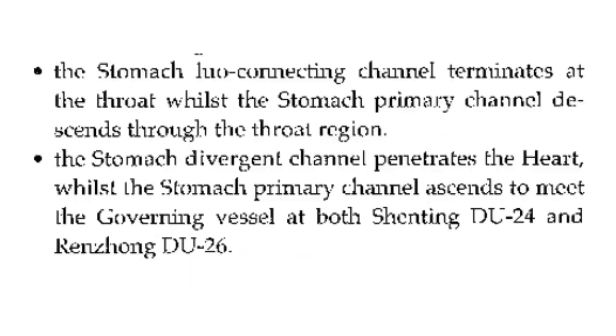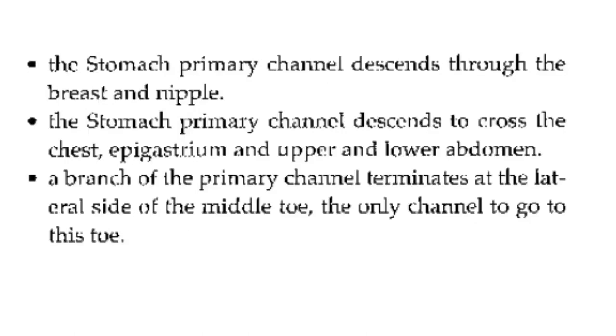The stomach luo connecting channel terminates at the throat, whilst the stomach primary channel descends through the throat region. The stomach divergent channel penetrates the heart, whilst the stomach primary channel ascends to meet the governing vessel at both DU24 and DU26. The stomach primary channel descends through the breast and nipple. The stomach primary channel descends to cross the chest, epigastrium, and upper and lower abdomen. A branch of the primary channel terminates at the lateral side of the middle toe, the only channel to go to this toe.